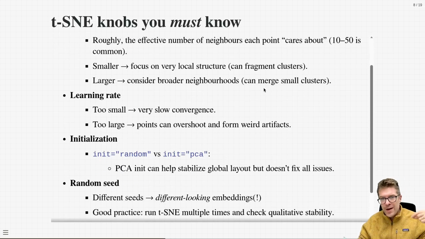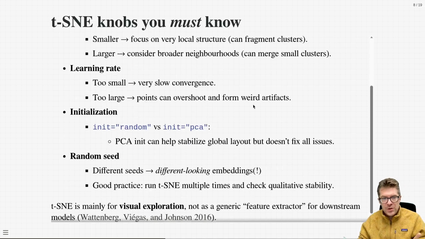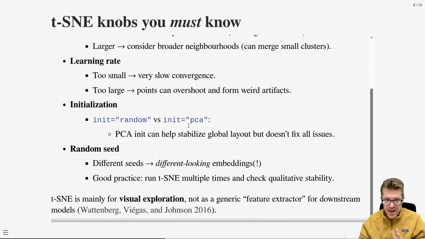You need a learning rate. I skipped over this, but because we're doing gradient optimization, you have a learning rate. Just like in previous gradient-based methods, small learning rates mean a very slow walk to convergence. Very large learning rates mean you might overshoot and get weird artifacts when you're trying to learn. I mentioned you can initialize either randomly or with PCA. PCA is a good way to stabilize a low-dimensional representation of the data. It doesn't fix all the issues, but initializing with something smart is usually a good thing to do.